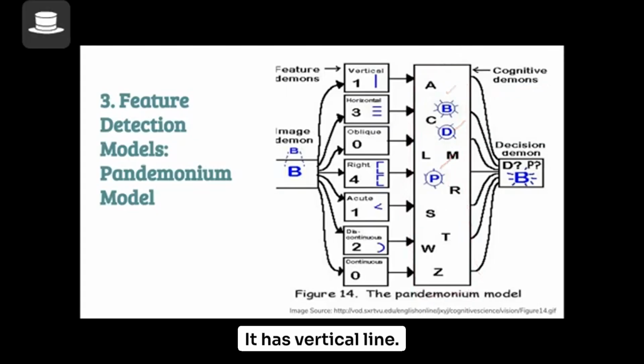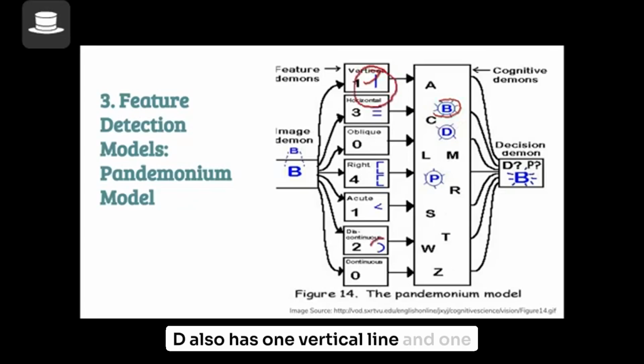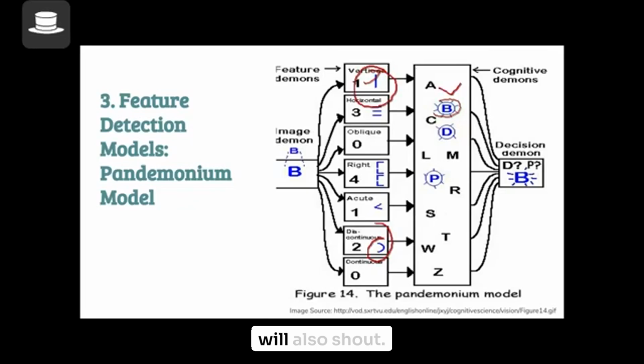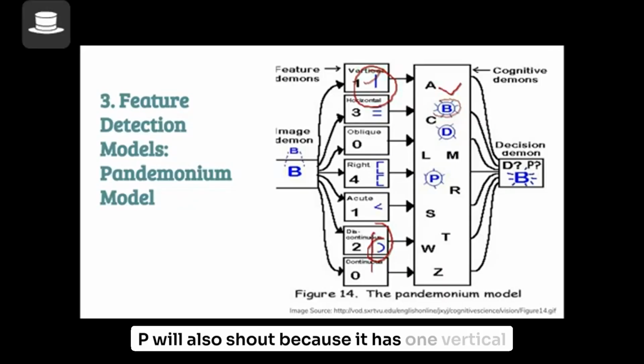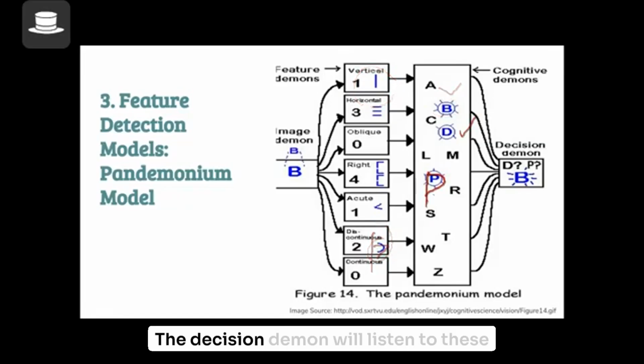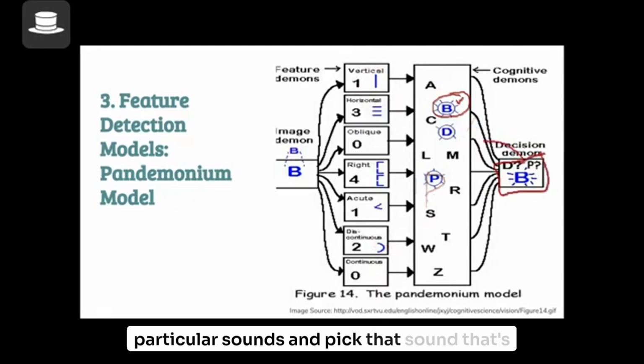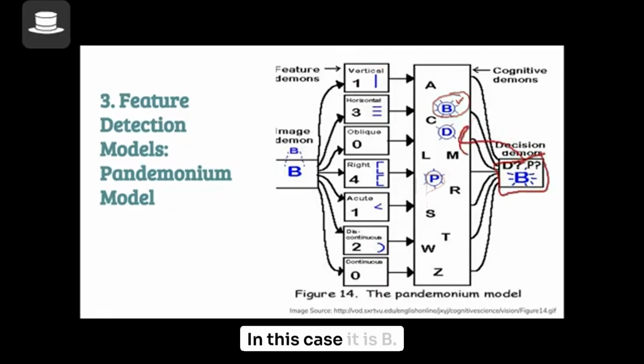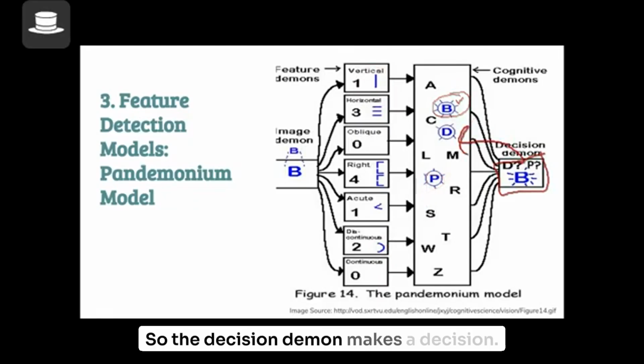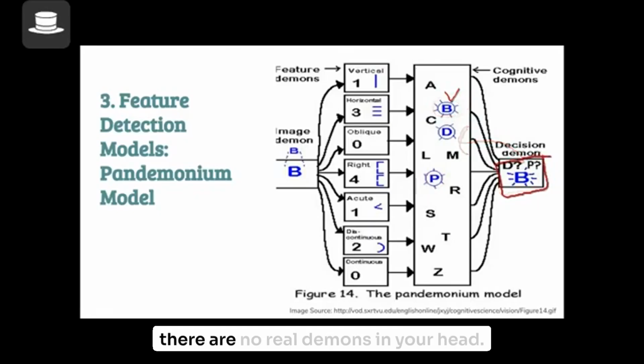There's a vertical line. What are the ones that are shouting here? Vertical line and semicircles. So B will shout. D also has one vertical line and one semicircle. It will also shout. P will also shout because there's one vertical line. But the cognitive demon that shouts the loudest is B because it has all the features. The decision demon listens to these particular sounds and picks the sound that's the loudest. In this case, it is B. So the decision demon makes a decision. It is just an analogy to give you an idea. There are no real demons in your head.